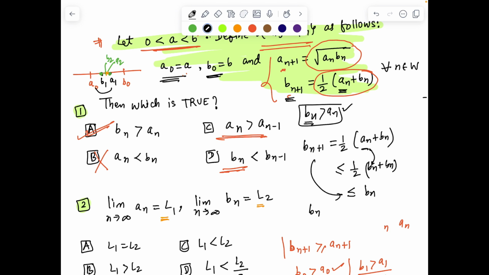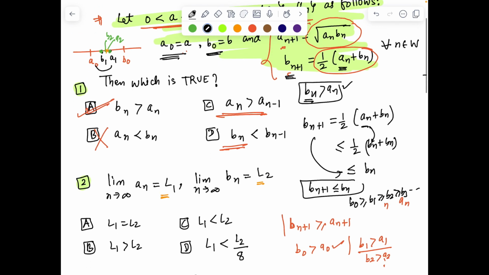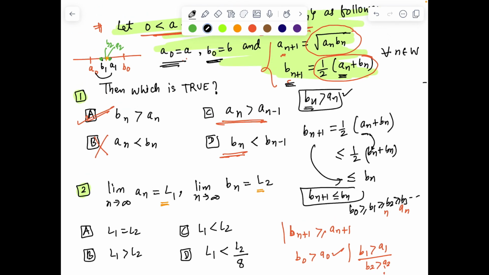So now B(n+1) is less than or equal to Bn, which shows that if I start with B0, that will be greater than B1, and that will be greater than B2 and B3 and so forth. So we got B as a decreasing sequence, right? The sequence B is a monotonically decreasing sequence over here. So hence option D is correct.